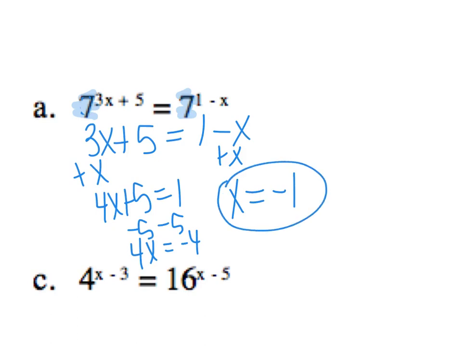And we can always go back and just double check that. If we put it in there, we had 3x plus 5, 3 times negative 1 is negative 3. Negative 3 plus 5 is 2, so 7 squared would be on the left. And then if we had 7 to the 1 minus x, 1 minus negative 1 is 7 to the 1 plus 1, which is also 7 squared. So it would work out.